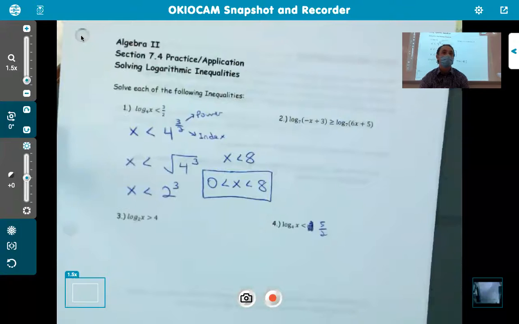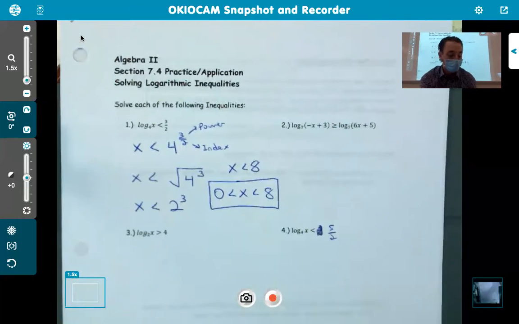Pretty good. Second example. I have log base 7 of negative x plus 3 is greater than or equal to log base 7 of 6x plus 5. I have logs on both sides and they have the same base. So what should my next line be? Think about what we did yesterday in class. What would my next line be?